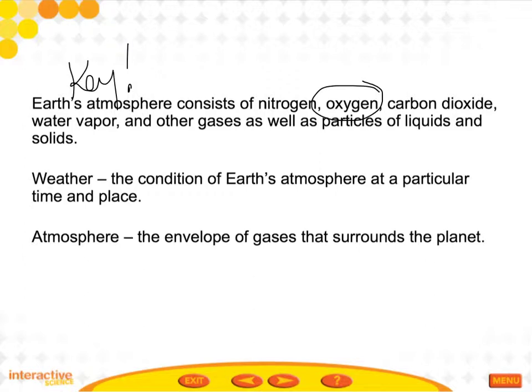Then there's also a couple of vocabulary words within this section. Weather and atmosphere. You should already know those, but weather is the condition of Earth's atmosphere at a particular time and place. And then atmosphere is the envelope of gases that surrounds the planet. So it's not just what's here, it's all the atmosphere that goes all the way up, all the way around our planet.